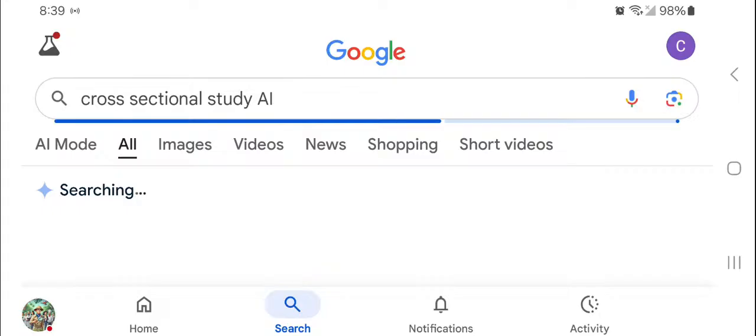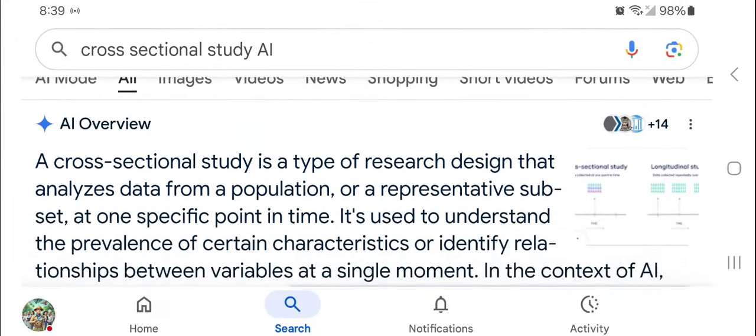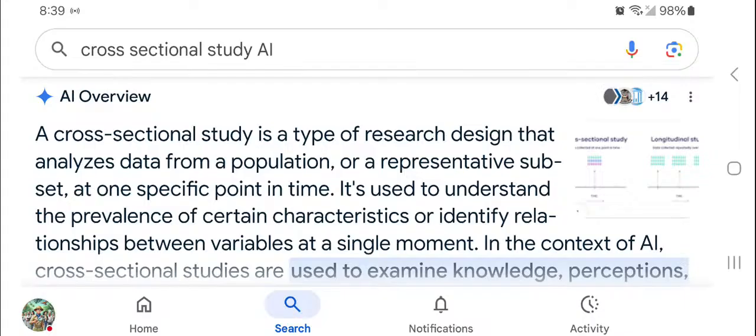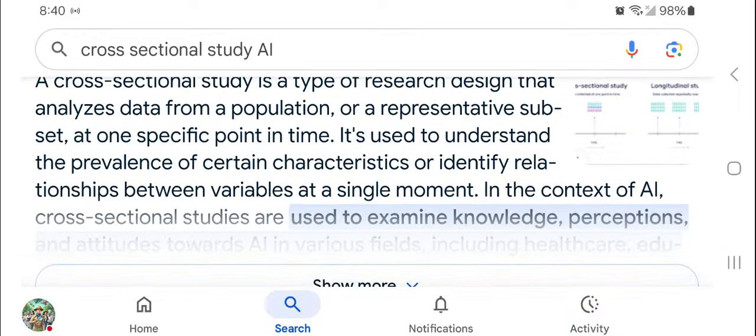So right here we read the AI overview. They say a cross-sectional study is a type of research design that analyzes data from a population or a representative subset at one specific point in time. Keep in mind, this is a specific point in time. It's used to understand the prevalence of certain characteristics or identify relationships between variables at a single moment.